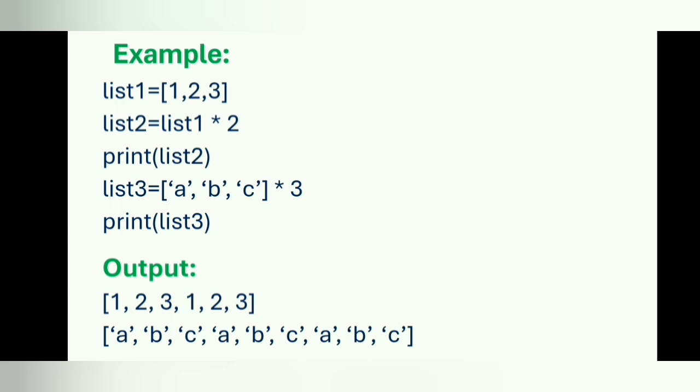Next, I created another new list with the three string elements A, B and C. I used the asterisk operator to repeat the list 3 times and assign the result to list 3. The next statement, print list 3, will display the newly created list. In this case, the asterisk operator repeats the entire list 3 times. So the asterisk operator can be used with a list and an integer value to replicate the list.